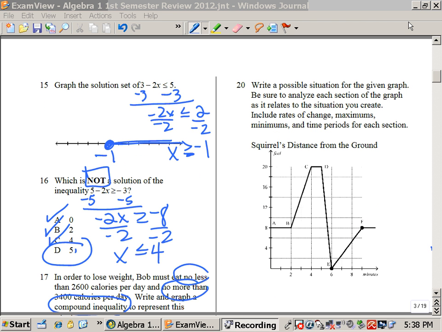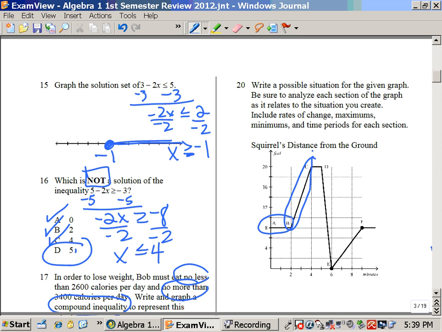Number 20 we did in class today, and this is the squirrel's distance from the ground. We said that AB would be the squirrel resting in maybe a branch. This is a pretty low tree, resting in a branch. Here, BC is when the squirrel is going up the tree. CD is when the squirrel is sitting on a higher branch for about a minute. DE is when the squirrel either flies out of the tree, falls out of the tree, or runs down the tree trunk. EF is when the squirrel goes back up to the same height as the first time, and then he stays there.